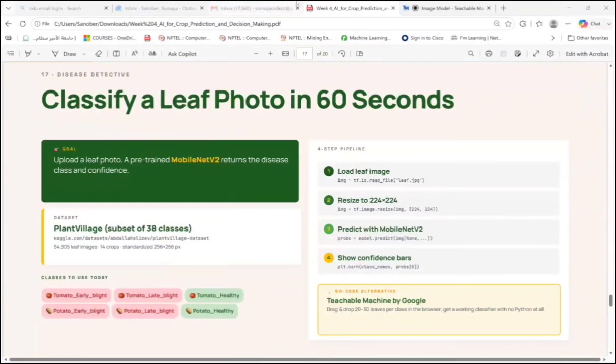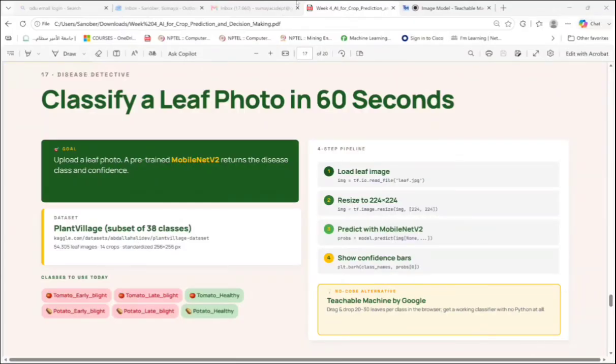Now, this slide represents the more advanced version of what we have created in our Teachable Machine demo. A production model may classify multiple crops and several disease categories. Before the image is entered into the model, it is resized into a consistent format. Then the neural network processes the image and produces the probability for each possible class. The system then displays the category with the highest predicted probability.